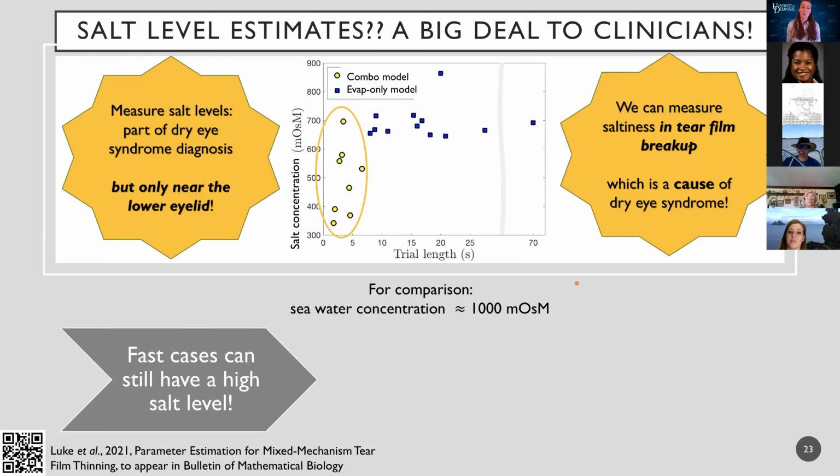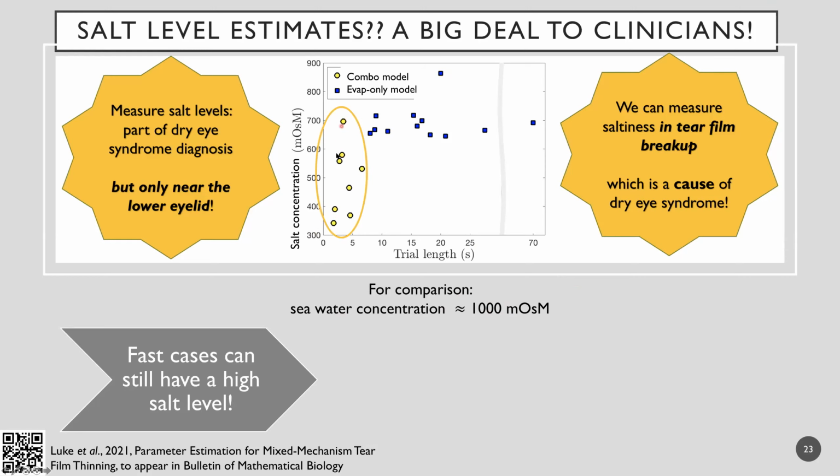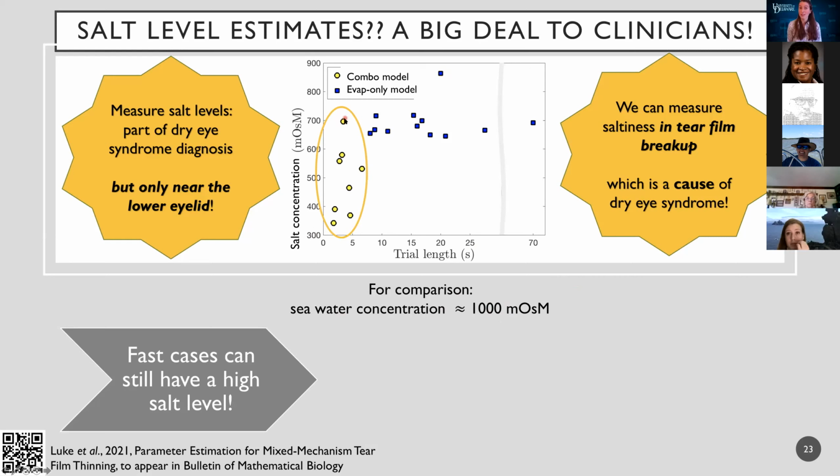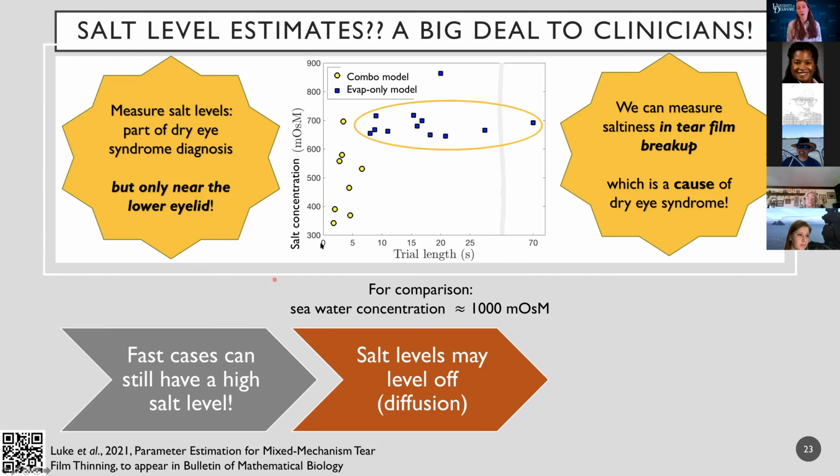What can we say? So first of all, if we look at the cases that have the Marangoni effect included, it's interesting and wasn't thought before, they can still have a pretty high salt level. We still see an increase to about 700 milliosmoles in about 4 seconds. Also, except for this one outlier, a lot of our values, regardless of the length of time of the trial, are leveling off. And one way to explain that may be that diffusion is just able to move the salt concentration out of the breakup region, okay? And so it never increases beyond that value.